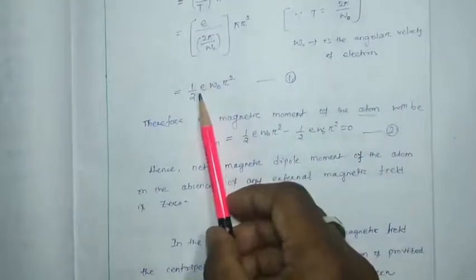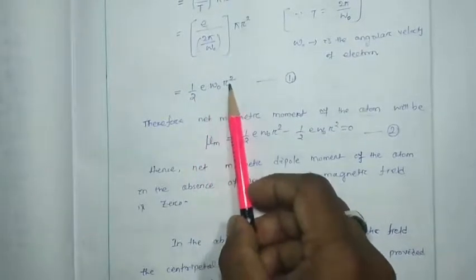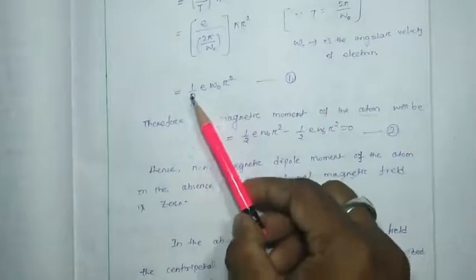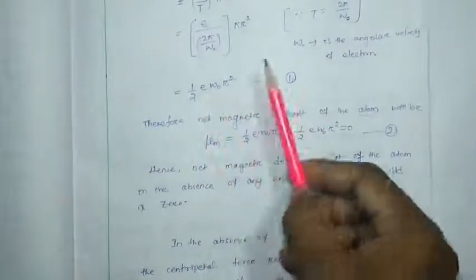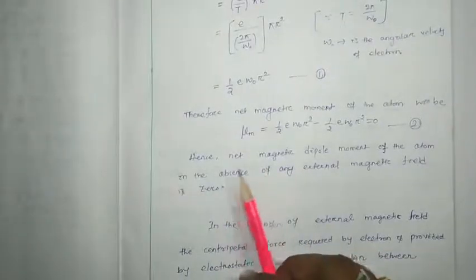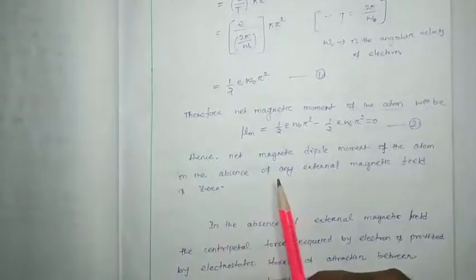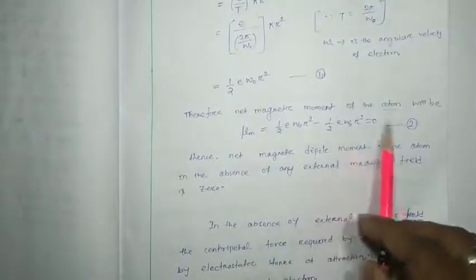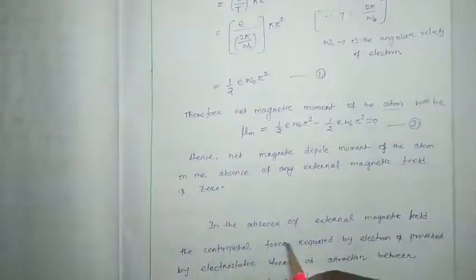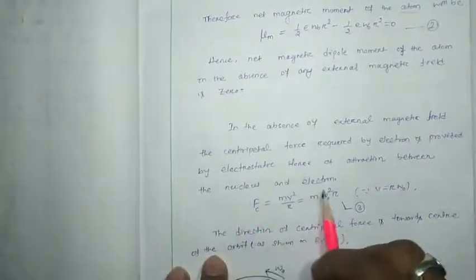For the first electron it is positive half e omega_0 r square, and for the second electron it will be minus half e omega_0 r square. So the net will be 0. Hence the net magnetic dipole moment we found for an atom in the absence of any external magnetic field is 0. Now, in the absence of an external magnetic field, the centripetal force required by the electron is provided by the electrostatic force of attraction between the nucleus and the electron.